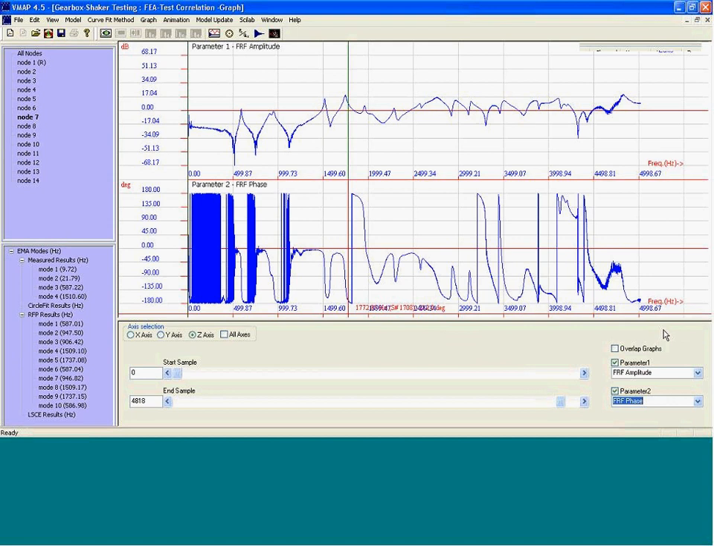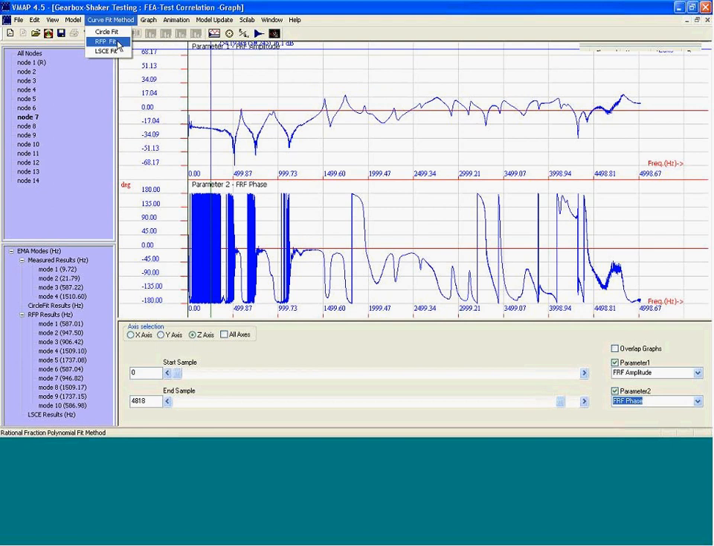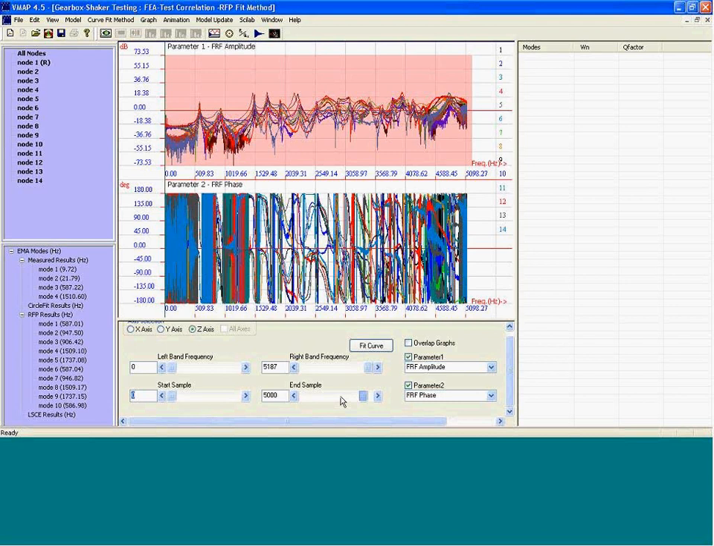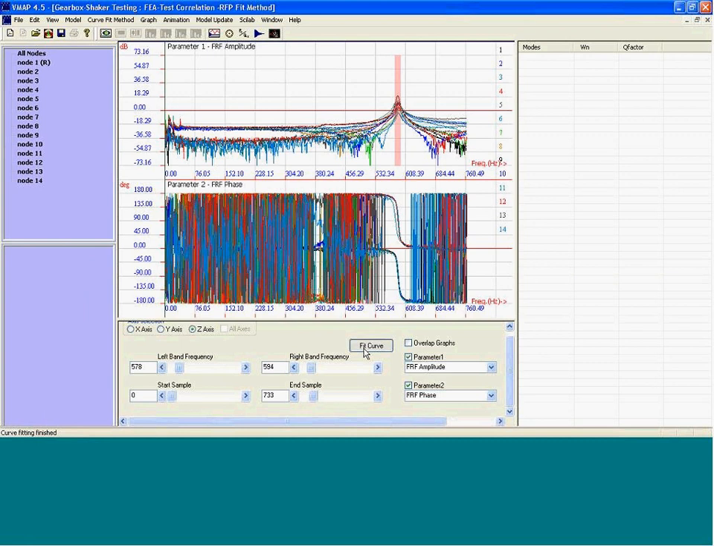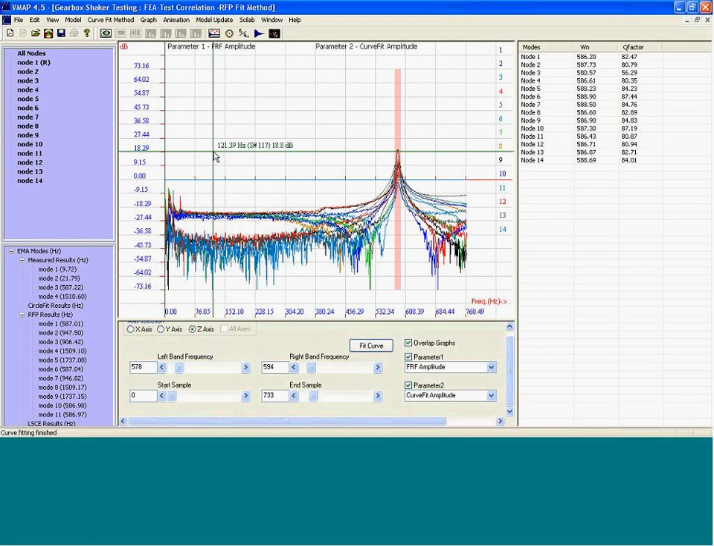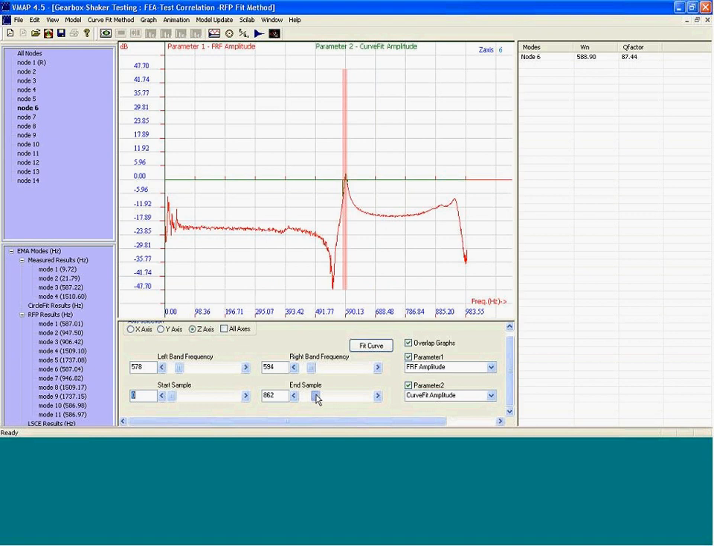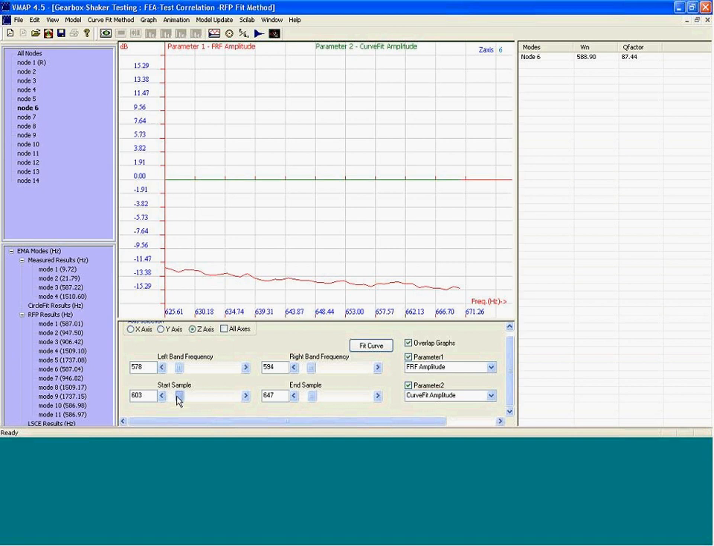Now let me move on to the next step, which is performing curve fitting on this data. We take the first mode and perform a curve fitting. The purpose of doing curve fitting is to get the natural frequency, damping and mode shape. Then we overlap these two graphs, the measurement and the curve fit amplitude. The plot in red is measurement data, and the plot in green is what you get from curve fitting. And this gives the resonance frequency that is 588.9 Hz and the Q factor 87.4. And from the Q factor you can get the damping.